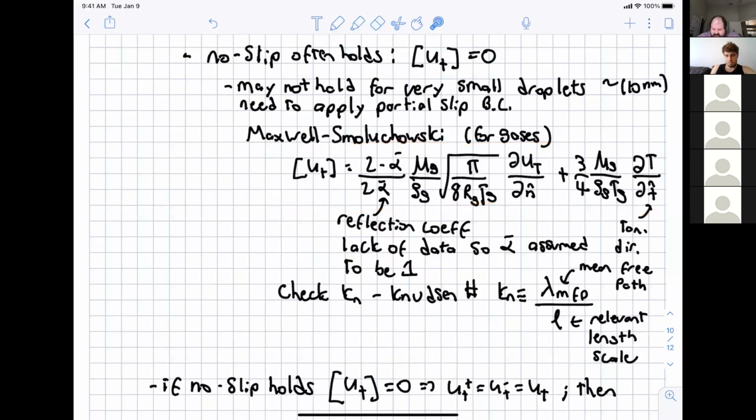Just be aware that this exists. And if you want to check whether you need to worry about these effects or not, you need to check the Knudsen number, which is the ratio of the mean free path of the gas molecules divided by some characteristic length of the surface, normally a droplet diameter. If this is order 0.1 or higher, then you really need to consider these partial slip boundary conditions. Okay.